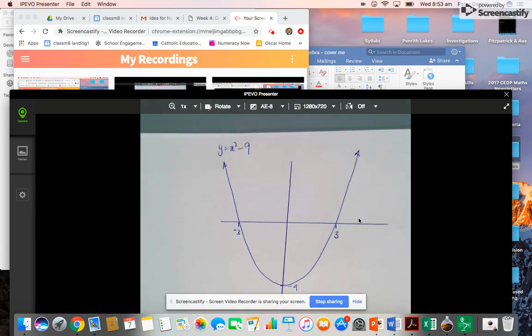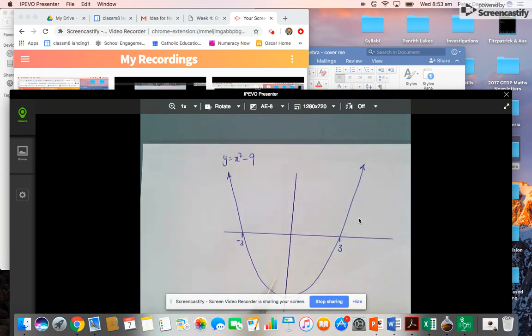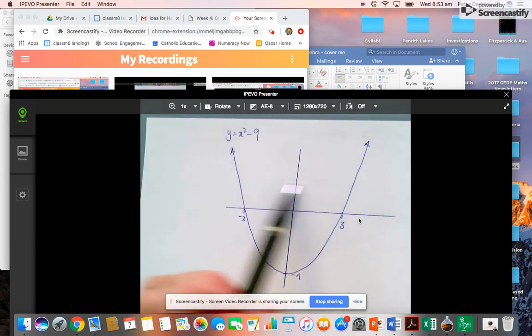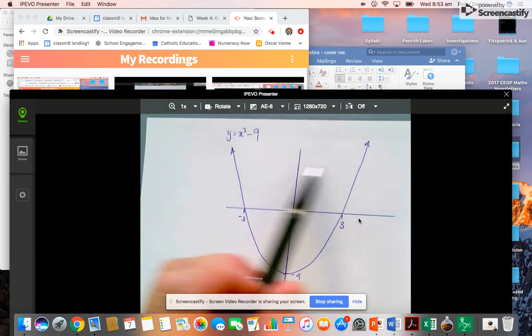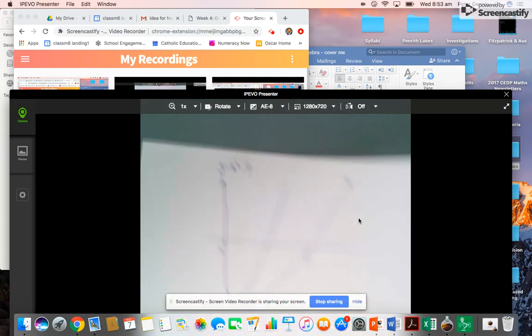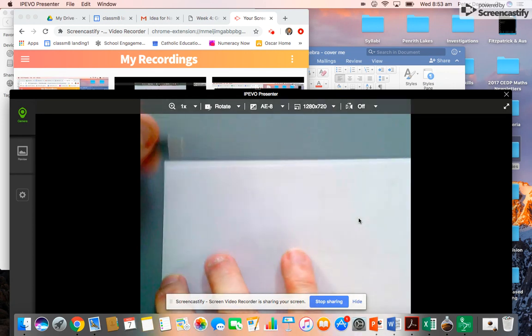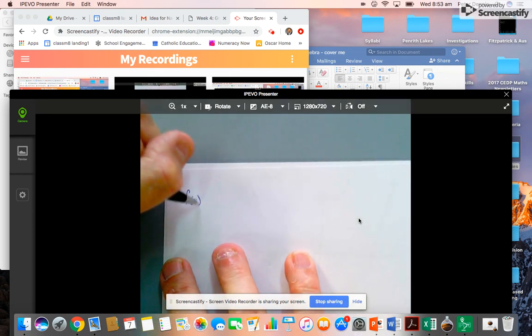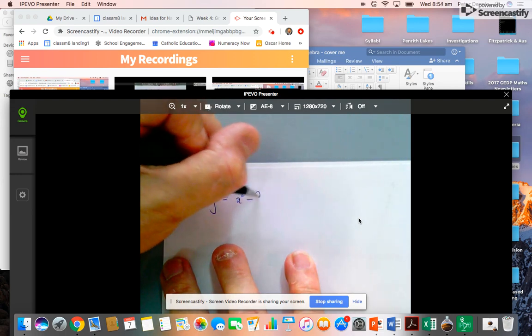We'll look at y equals x squared minus 9. This is not an injective function because here there are two values. Two values. So that horizontal line test fails. But let's look at the inverse first. So we've got f of x, which equals y, which equals x squared minus 9.